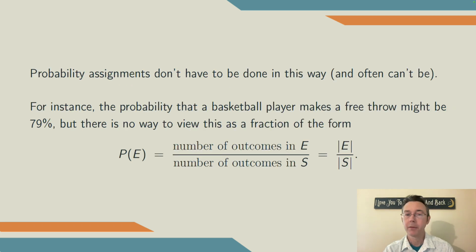Now, probability assignments don't have to be done that way, and they often can't be. For instance, it's very natural to talk about the probability that a basketball player makes a free throw, saying things like 79% chance that they make their shot. But there's no way to view such a probability in terms of classical probability, like the number of outcomes in the event divided by the number of outcomes in a sample space. Typically what we're doing there is we're looking at the number of times the person has shot, the number of shots that they've actually made, and taking that ratio, going through a process that we call empirical probability.